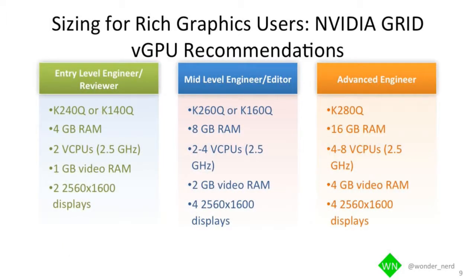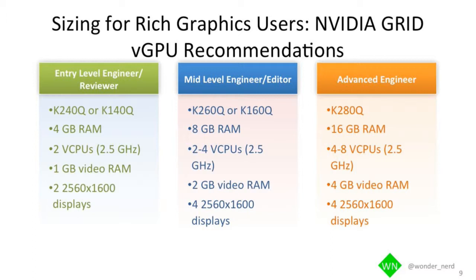So sizing vGPU recommendations. Here we have some typical layouts on what you're looking at for your user types. So the entry-level engineer, 4 gigs of RAM, which is on the low end, 2 vCPUs, a gigabyte of video RAM, and 2 displays. So not all that much. Then you get into the mid-level engineer. You start seeing the more normal sizing of RAM, which is 8 gigs, 4 displays, and again, 2 gigs of video RAM. So we're increasing that.